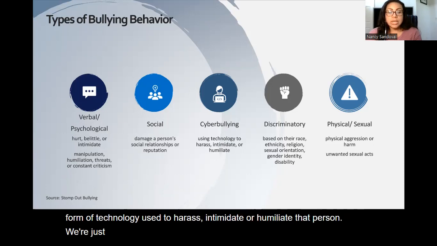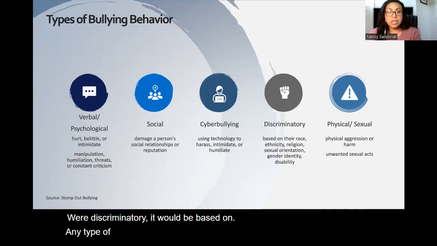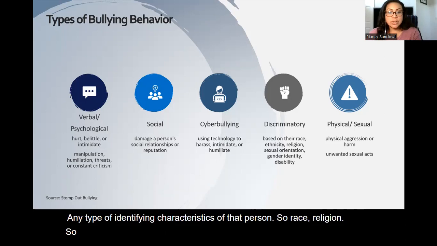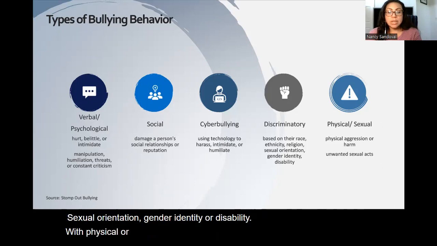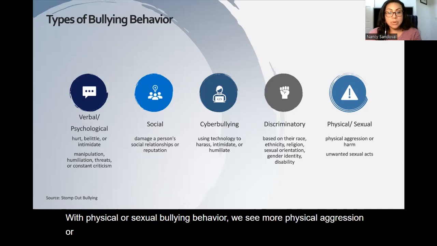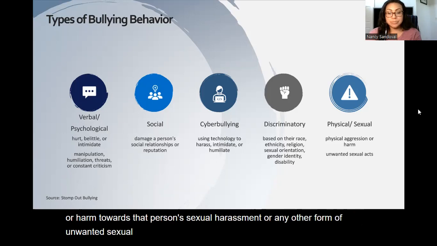For discriminatory, it would be based on any type of identifying characteristics of that person, so race, religion, sexual orientation, gender identity, or disability. With physical or sexual bullying behavior, we see more physical aggression or harm towards that person, sexual harassment, or any other form of unwanted sexual act.